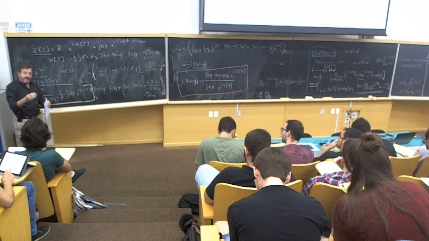S of phi is S, let's put it here, S zero plus S interaction of phi. This is quadratic in phi. When that is not quadratic, it cannot be done, this functional integral here, because this is not Gaussian. We only know how to integrate Gaussians. Okay. So what do I do then?